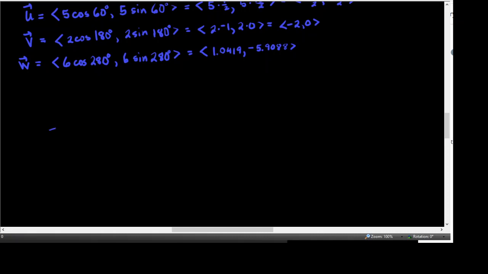So let me draw a non-perfect parallelogram. And that means this side and this side are congruent. This side and this side are congruent. This angle and this angle are congruent. This angle and this angle are congruent. And the opposite sides are parallel.